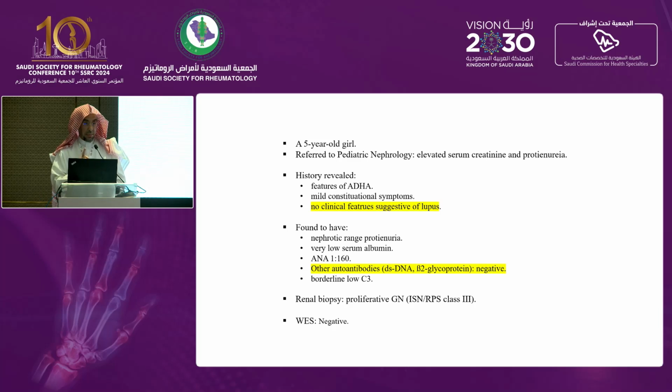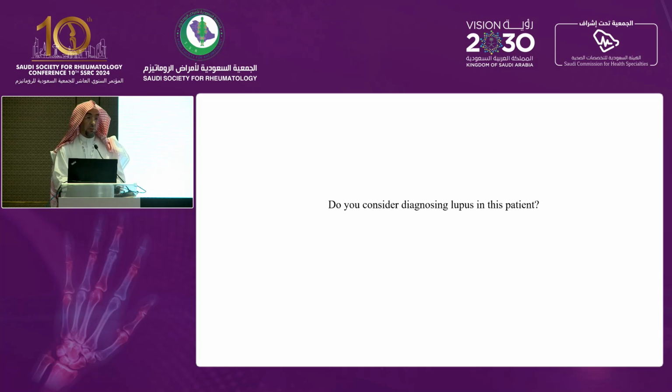She had only ANA positive. Other autoantibodies were negative, including double-strand DNA, and a borderline low C3 that normalized shortly. And the renal biopsy showed proliferative glomerulonephritis consistent with class 3, and the gene was negative. Now, do you consider diagnosing lupus in this patient based on the renal biopsy and ANA? Of course, if you are using SLICC criteria, you have to call it lupus. And this is what they call stand-alone renal SLICC criteria.